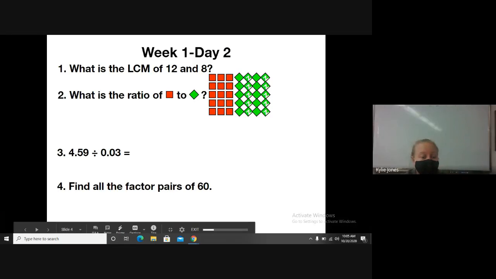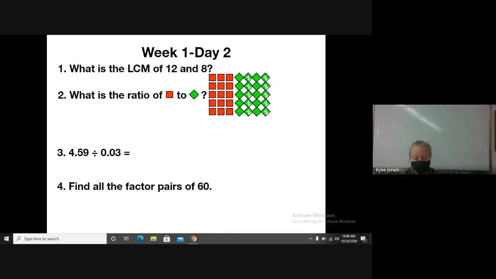So there's 4 questions here. First, find the least common multiple of 12 and 8. Then you have to find the ratio of squares to diamonds and make sure you simplify that ratio. Then you're dividing 4 and 59 hundredths divided by 3 hundredths. And then finding all the factor pairs of 60. Factors are the numbers that multiply to 60. So all the numbers that multiply to 60. Okay, so I'm going to give you guys about 7 or 8 minutes on this.